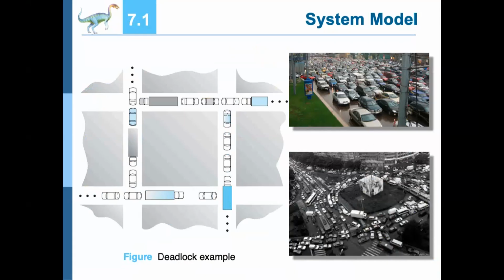They also give the example of cars in a traffic jam. This is also a scenario representing deadlock.